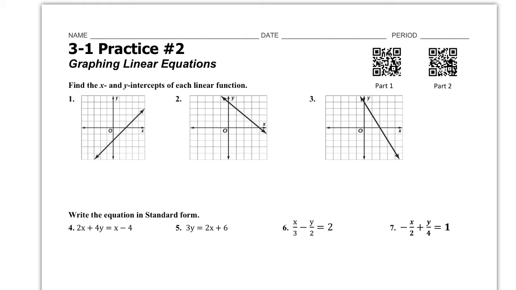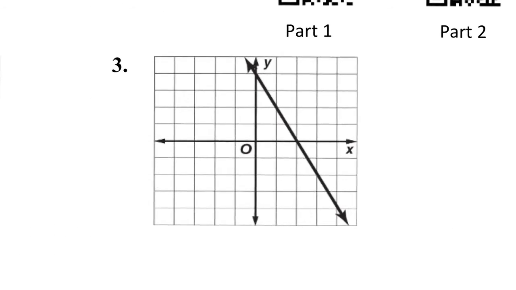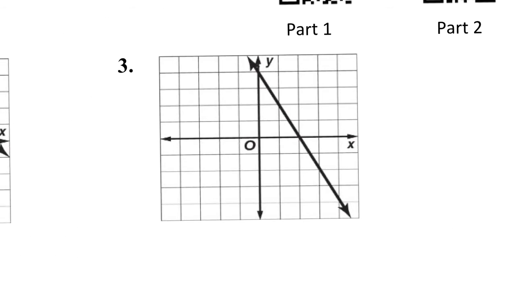So this particular lesson is about graphing linear equations using the x and the y intercepts. So first of all, let's go ahead and understand what those are. So let's look at number 3 here. In number 3, you guys have a graph with a line. That's why it's called a linear function. And you want to find the x and the y intercept.